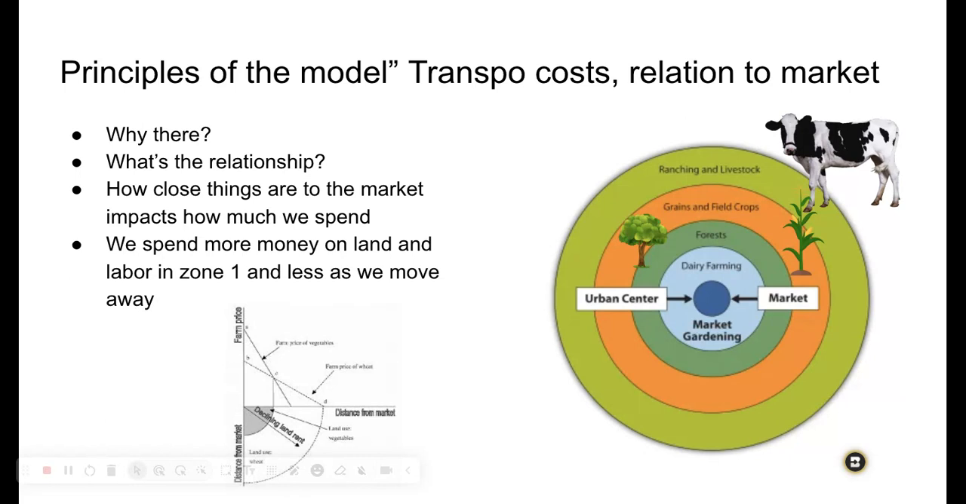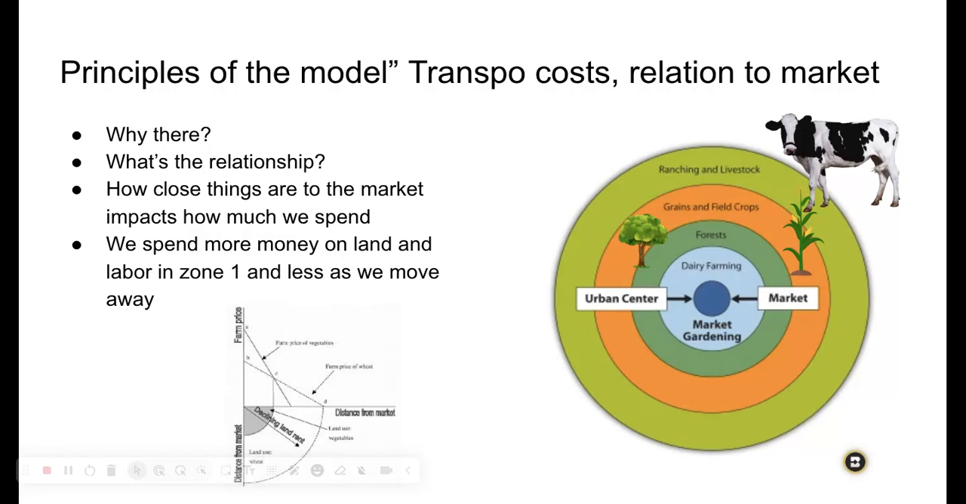So you have like this center. Right around the center, you may have some growing of vegetables, maybe some fruits, maybe some dairy farming, not huge farms. Right around that, you'll have forests around the town. Around that, he noticed you'd see farmers with grains and field crops. And around that, you would notice ranching and livestock, right? So maybe more cows, but maybe ones that were used for meat, maybe some pigs and things like that.